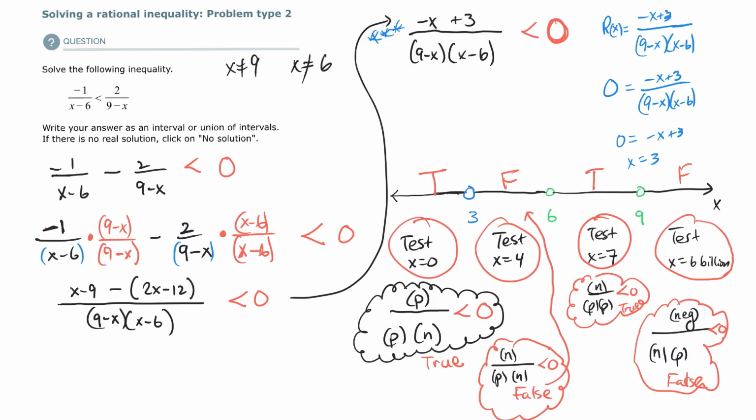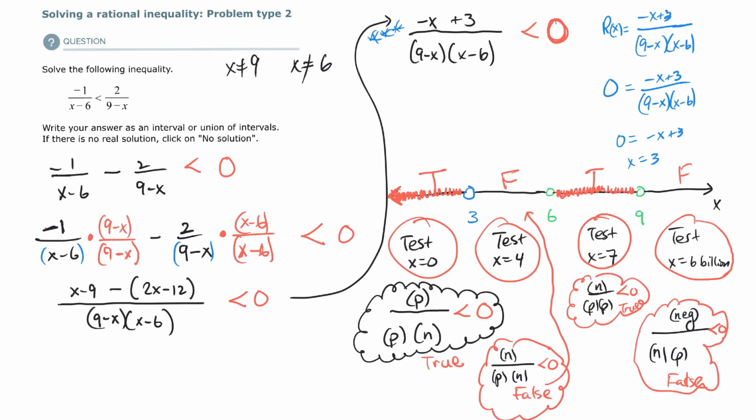All right, final answer is shade all the true regions. Let's shade all the true regions. Shade this part of the number line. Then you always shade from left to right. Ooh. Can we include 3? And the answer is no. We can't include 3. That will not give us a true inequality.